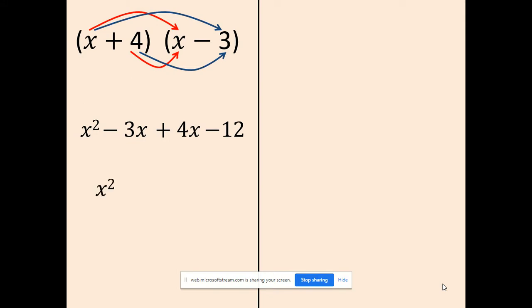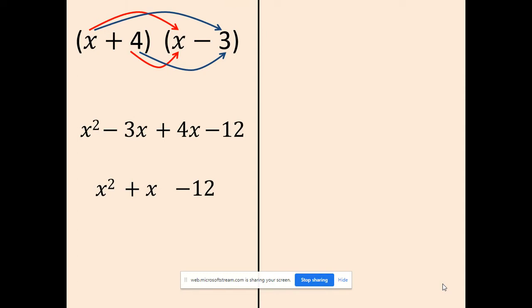Again, now you simplify them again, you got an x squared. Be careful here. You got minus 3x plus 4x. What is minus 3 plus 4? It would be positive 1, okay? So it would be plus 1x, but a better way to write plus 1x is just x alone by itself, okay? And then finally, minus 12 at the end.